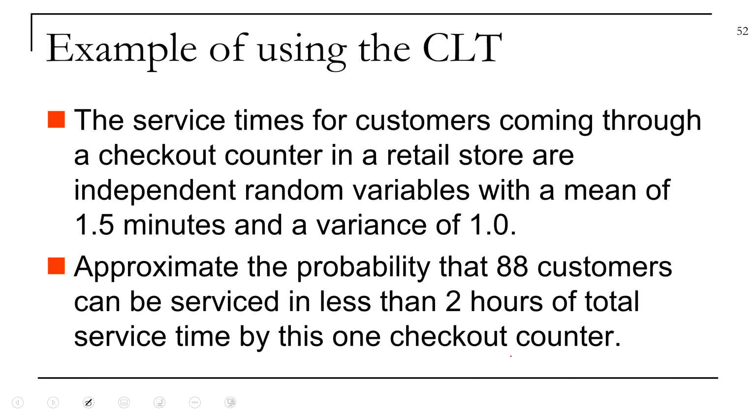That's the CLT. Another example of the CLT is the service time for customers coming through a checkout counter in a store are random variables with a mean of 1.5 minutes, that's mu again, and a variance of 1, that's sigma squared. If sigma squared is 1, sigma's 1, you know that. What's the probability that 88 customers can be serviced in less than 2 hours of total service time by this one checkout counter? Sounds a little bit different.